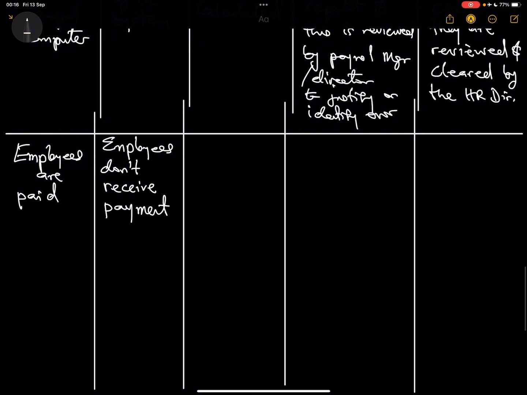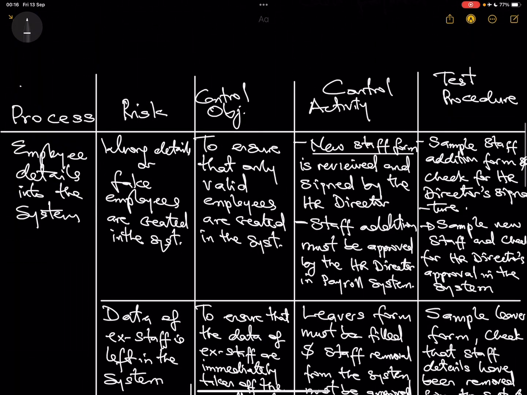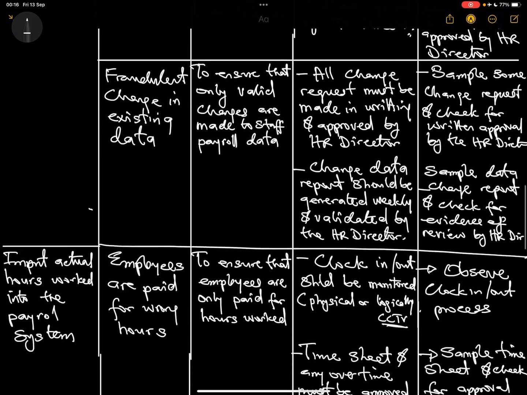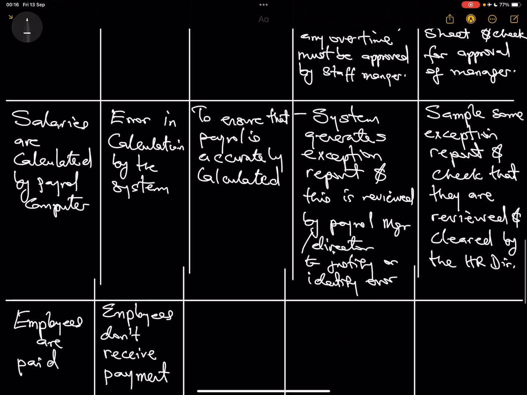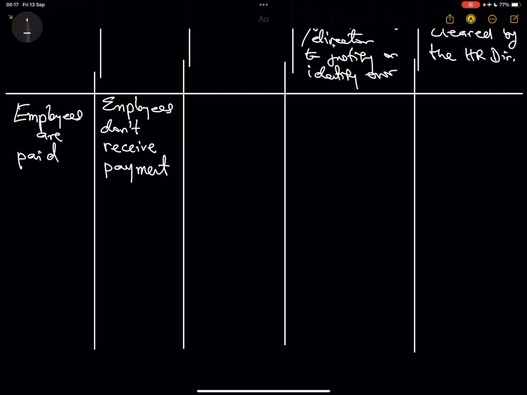Now, at this last stage, the whole thing has been calculated already. Imagine everything has gone on well. The data is correct. The hours put in the system is correct. The salary has been calculated correctly. Now, what is the next thing that can go wrong? The next thing that can go wrong is that, yes, it's been calculated, but I didn't receive my salary. One way or the other, anything can happen. So our control objective is to ensure that staff receive their salaries. That is our objective.